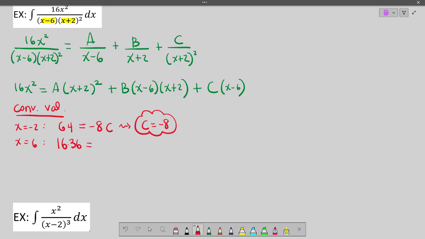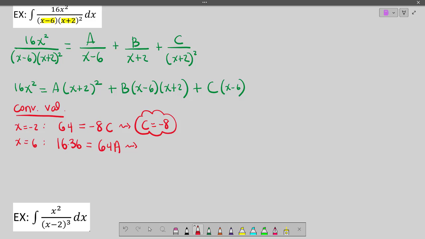On the right, when we plug in 6, the second and third terms are both gone because we have a 6 minus 6 in each of them. And when we plug in 6 to the first, we end up with 64a. Do we agree? Plug in a 6, 6 plus 2 is 8, 8 squared is 64.